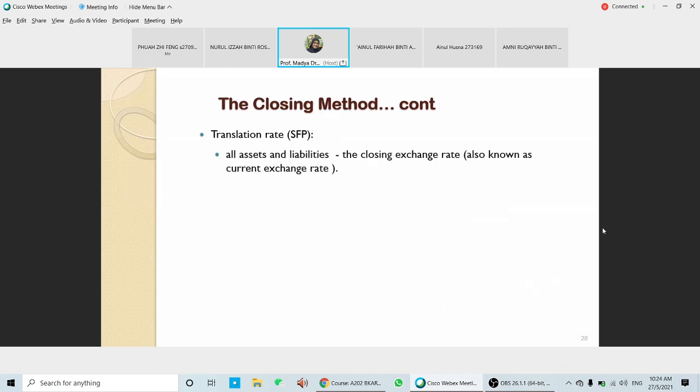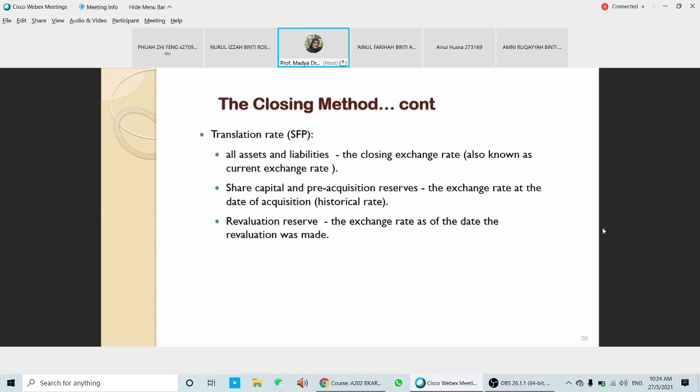Then to translate the statement of financial position, all assets and liabilities use the closing exchange rate, which is the rate at the end of the year. Share capital and pre-acquisition reserve use the exchange rate at the acquisition date. So assets and liabilities use the closing rate; share capital plus pre-acquisition reserve use the rate at the acquisition date.